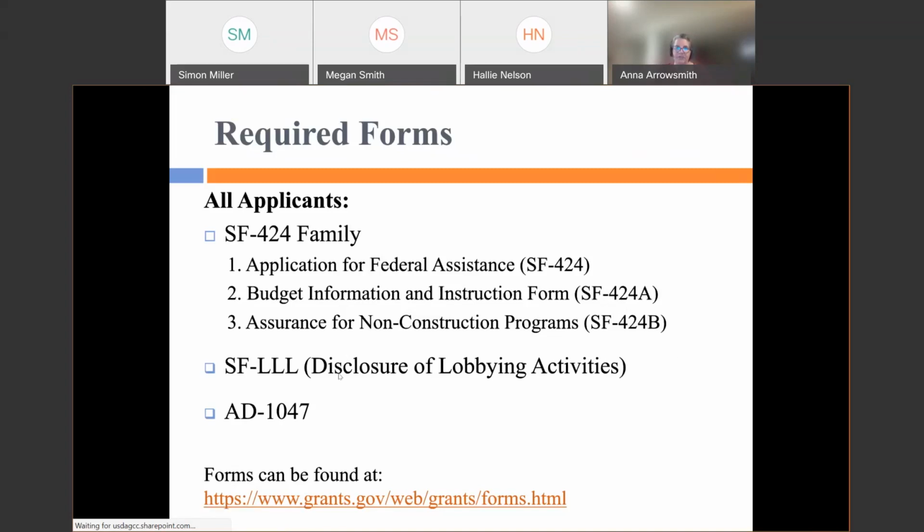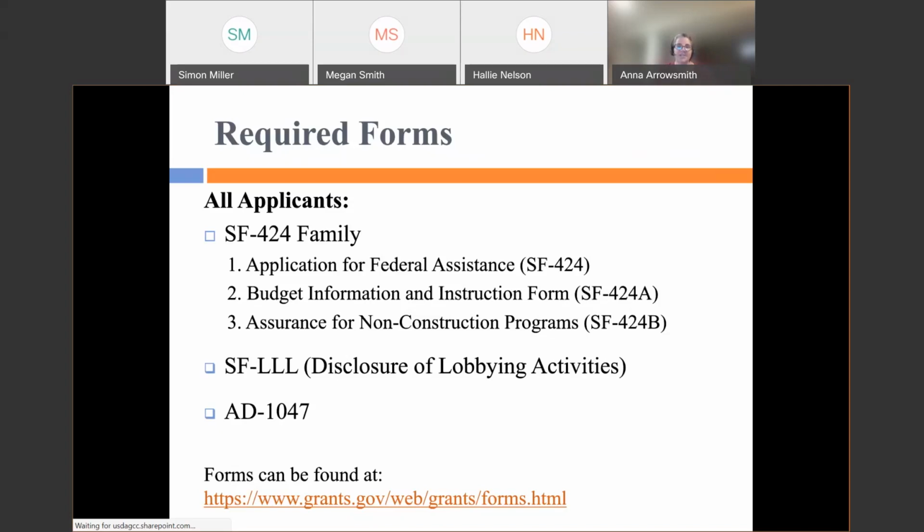All applicants are required to fill out all the forms on this slide. The SF424 family of forms are required, and you actually can't even get through the application process without completing these. Grants.gov will stop you. The SFLLL form is for lobbying activities. Like the vast majority, if not all, of the applicants I've dealt with, we're going to assume that you don't lobby, but it's still a required form.